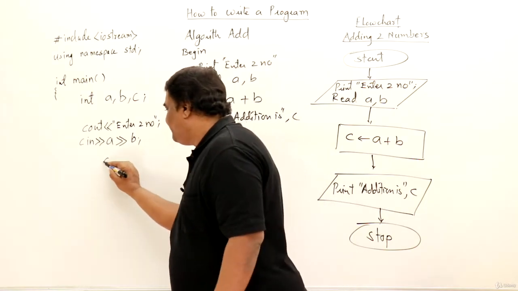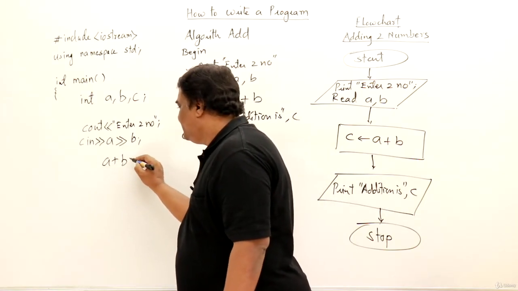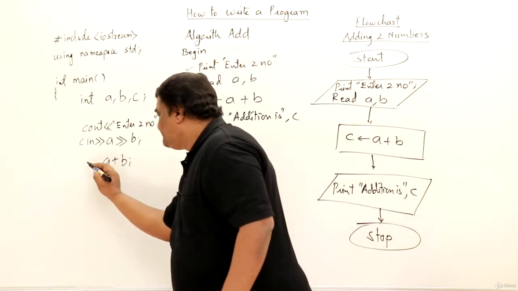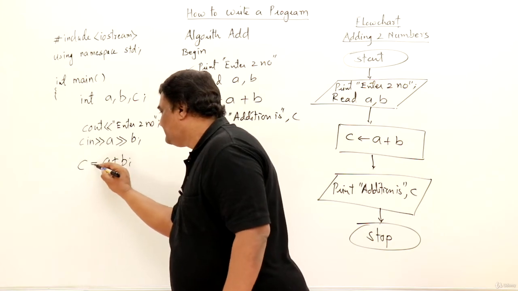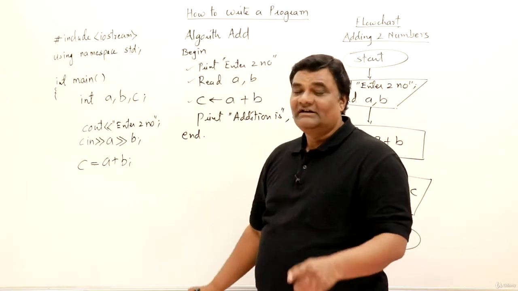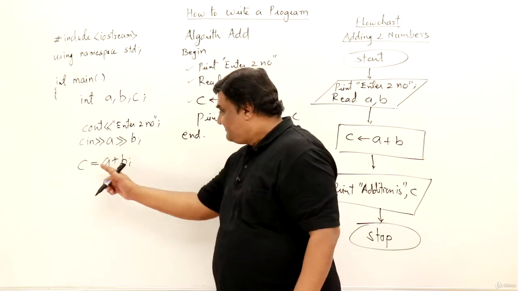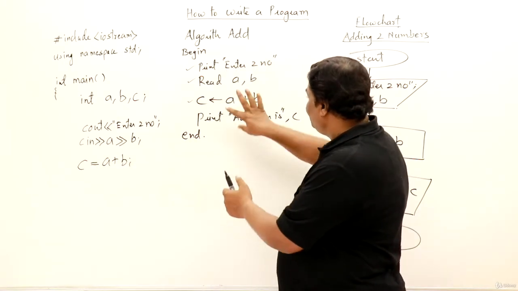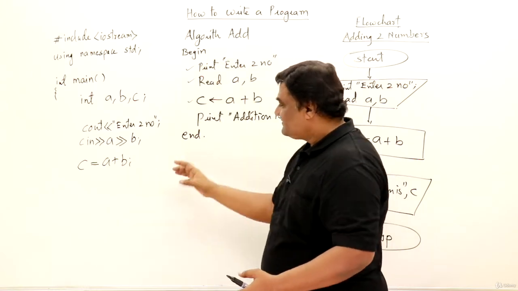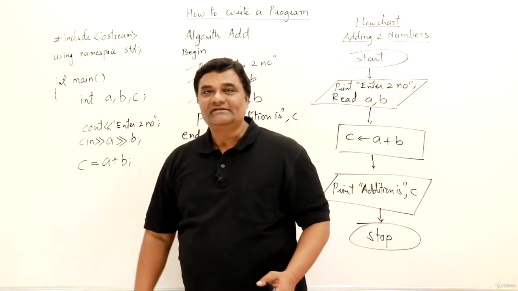So A plus B I want to do, okay, addition will be done. Then where it should be stored? It should be stored in C. So write down like this, C equal to A plus B, but don't read it as equal to, read it as assign. This means the same thing. Add this to, result is stored in C.